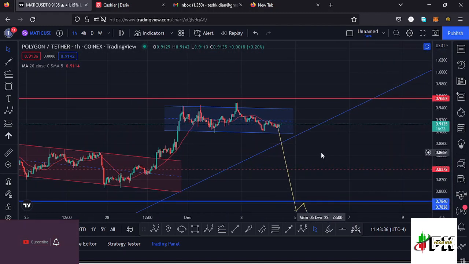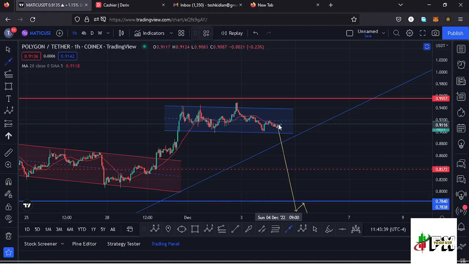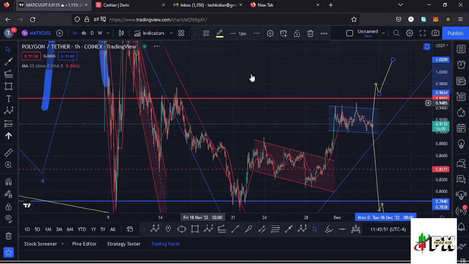And in case that doesn't play out, then there are chances that we might break out of the channel to the upper side, manage to break above the key area of resistance at around the $0.95 mark. And in case we see a retest over here, there are chances that we might make a new high, maybe in the formation of this massive ABC corrective structure.